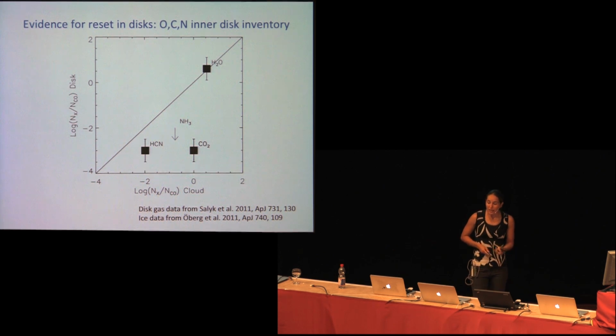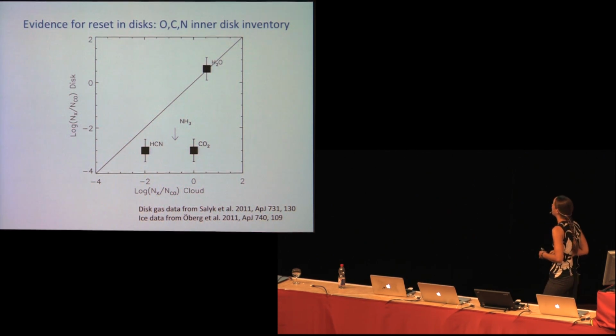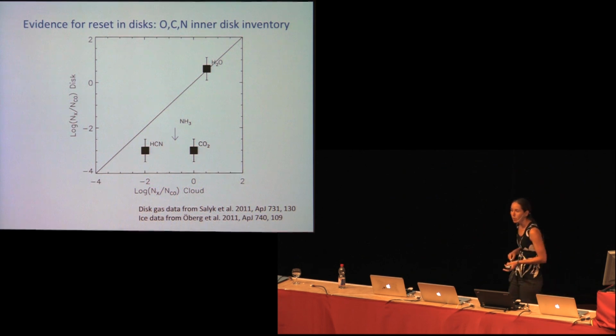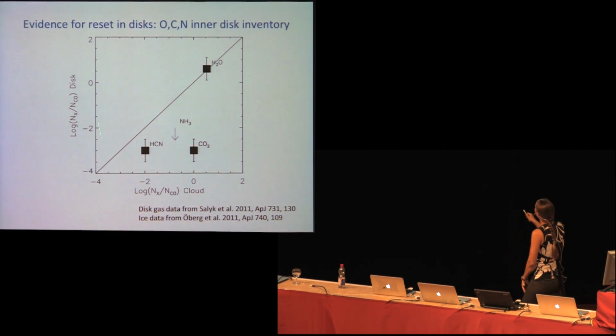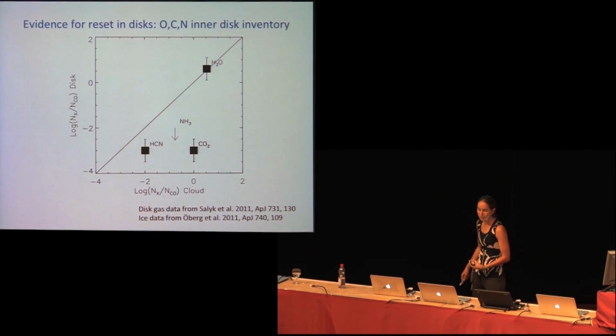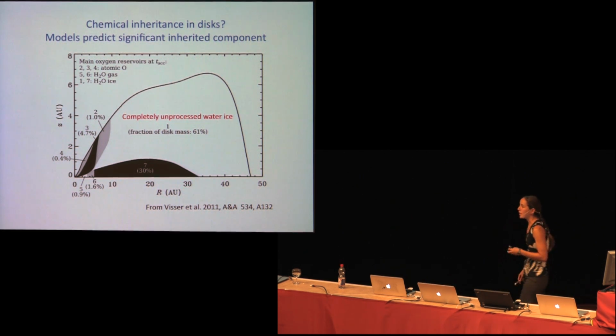And now we actually have observations of the chemistry in inner disks, so we can ask the question, does that chemistry resemble the ISM chemistry or the cloud chemistry? And what you can see here, so this is the disk chemistry and the cloud chemistry, is that they don't match. So there seems to be already some clear evidence of a reset of the chemistry, at least in the inner disks. But are there parts of the disk where the chemistry really is inherited?